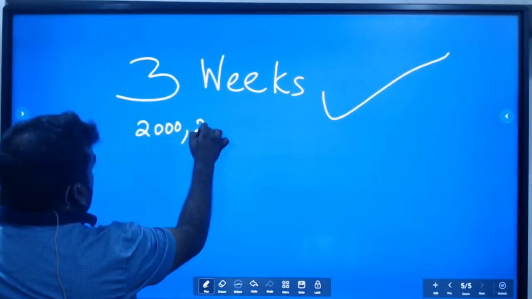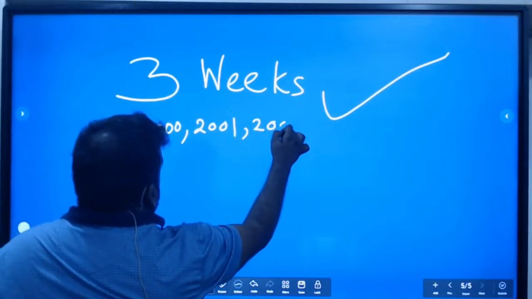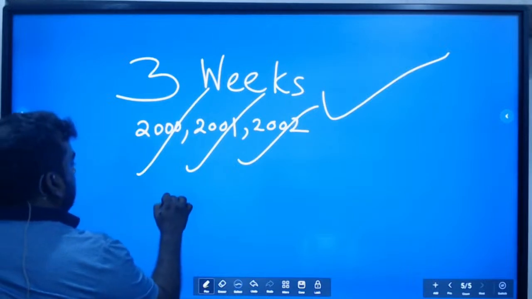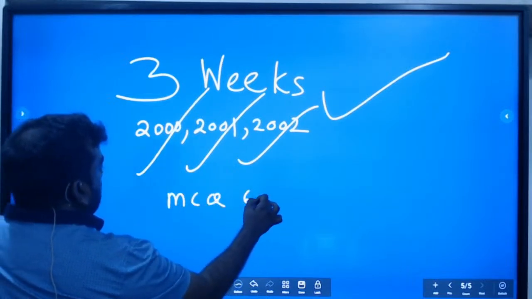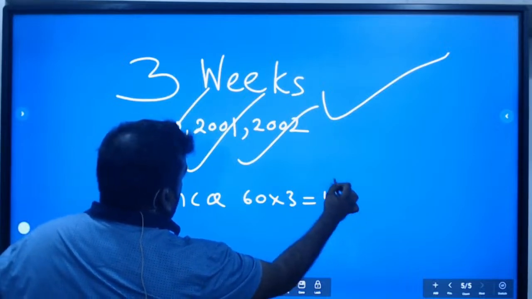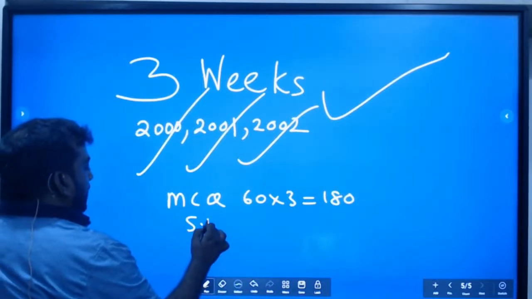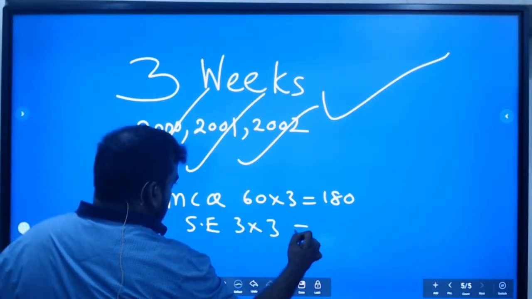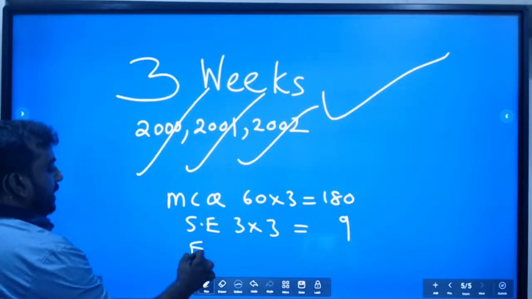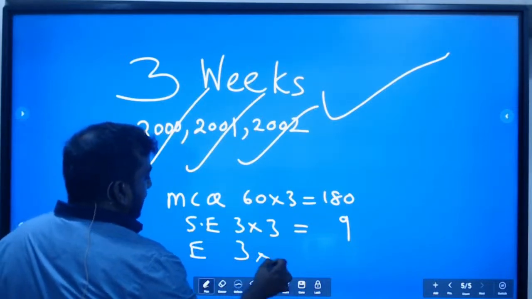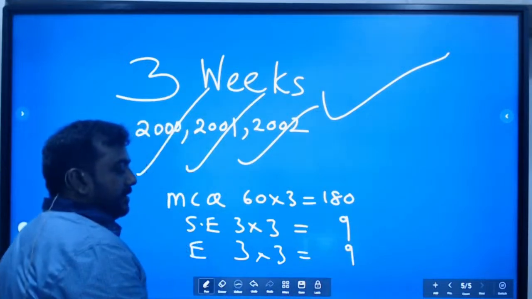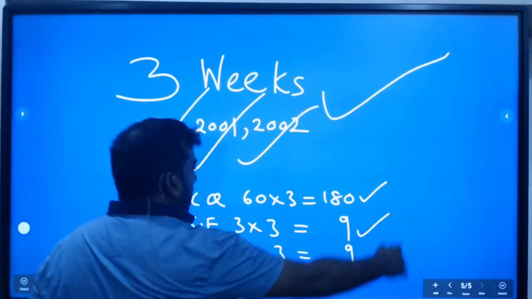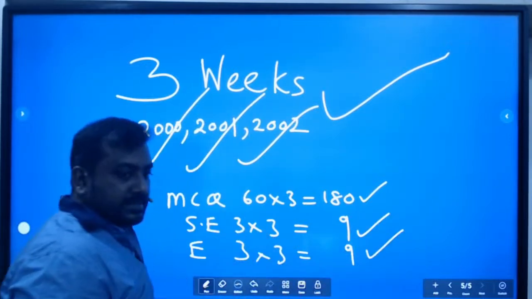2000, 2001, 2002. Done, done, done. How many MCQs? Each paper 60, times 3, 180. How many structured essays? Each paper we have done 3, so 3 papers, 9. How many essays? Each paper we have done 3, 9. Altogether 180 MCQs, 9 structured essays, 9 essays.